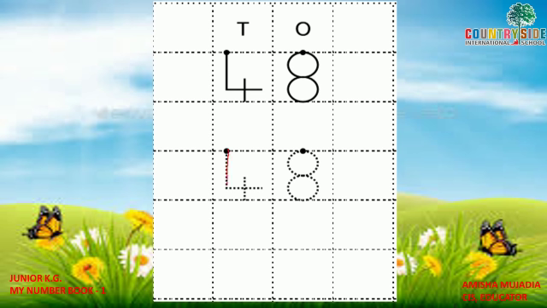A standing line, sleeping line, and a small standing line from between. It's number 4. To write 8, make a right curve, then a left curve, again a right curve, and then a left curve.